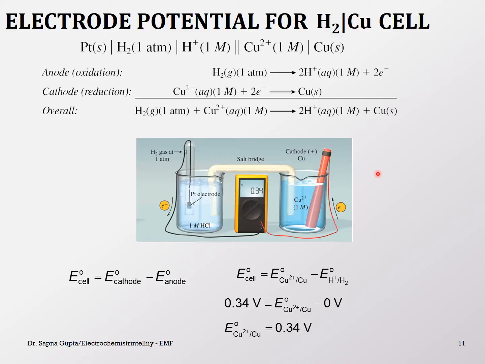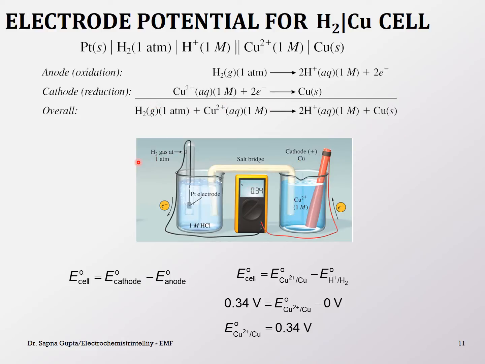So it turns out that for a hydrogen copper cell, hydrogen is going to be the anode, which means hydrogen gas is losing the electrons. And remember, everything is going to be under standard conditions. So hydrogen gas is 1 atmosphere, and hydrogen ions are going to be 1 molar to begin with. The cathode part, which is the reduction, is going to be the copper ions gaining 2 electrons to become copper. So here's your overall reaction for this.